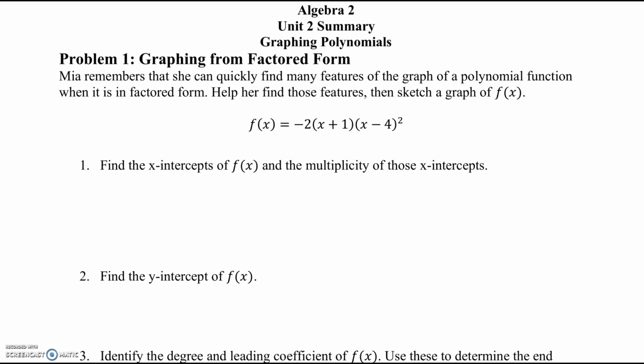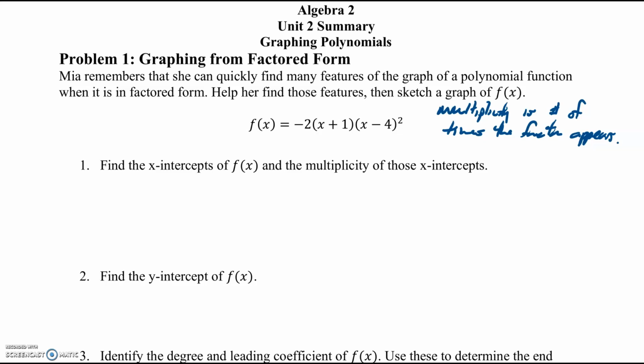Problem number one. We want to find the x-intercepts of f of x and the multiplicity of those x-intercepts. So let's remember, multiplicity means how many times the factor for that 0 appears. So multiplicity is the number of times the factor appears.